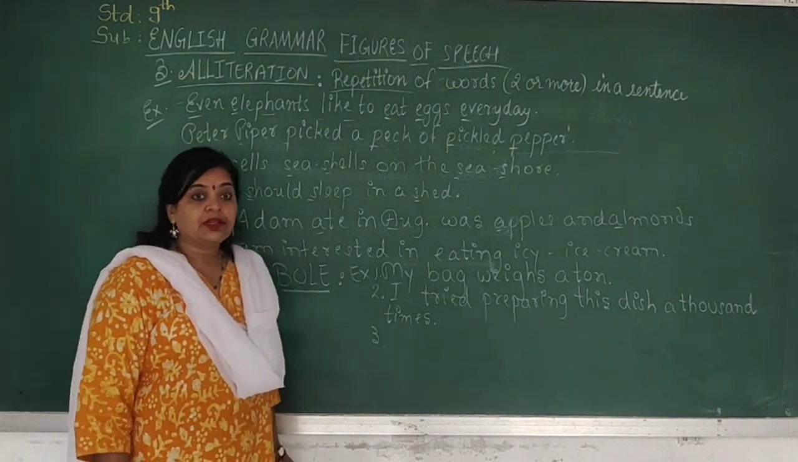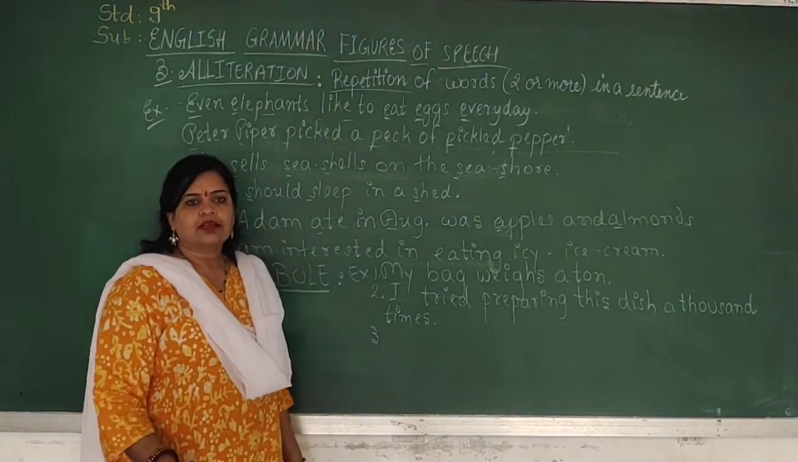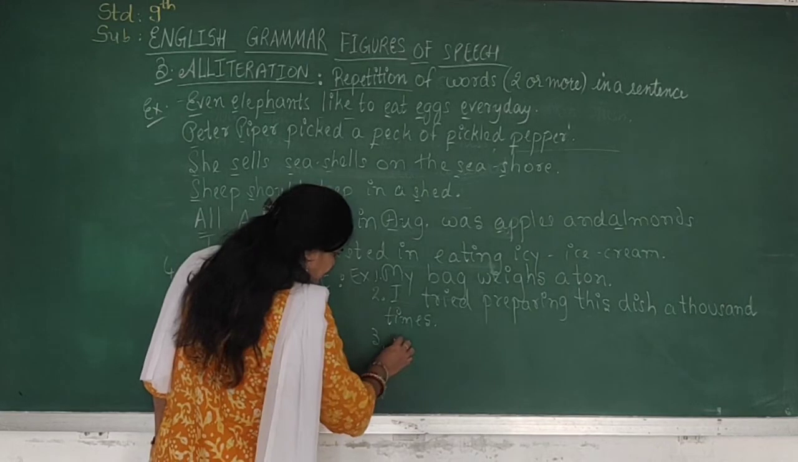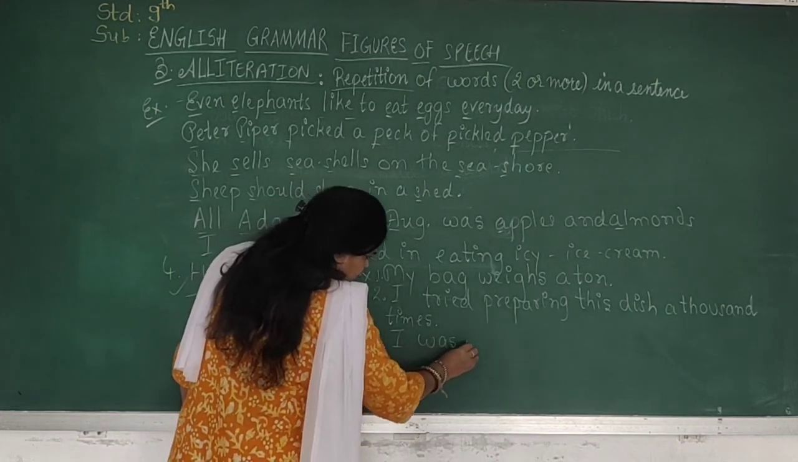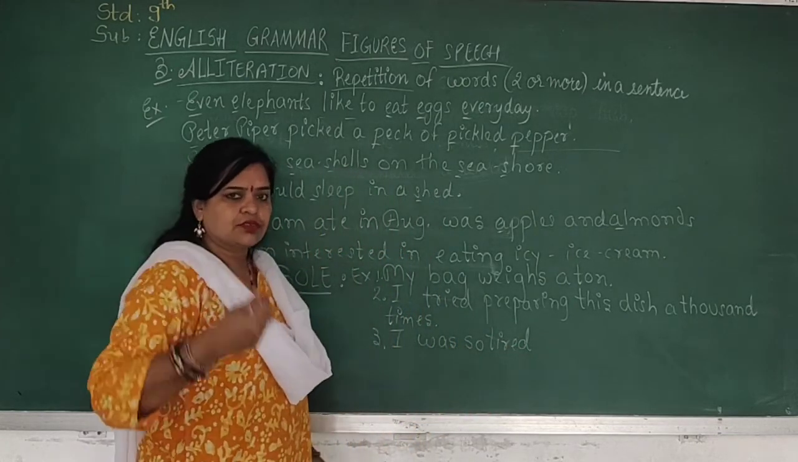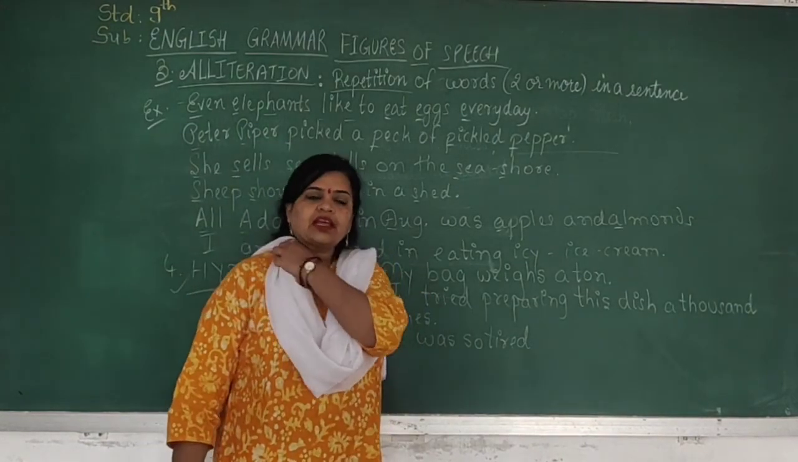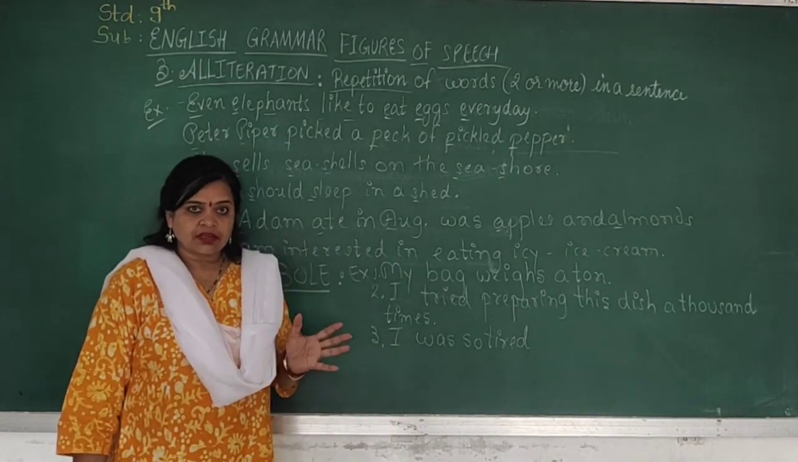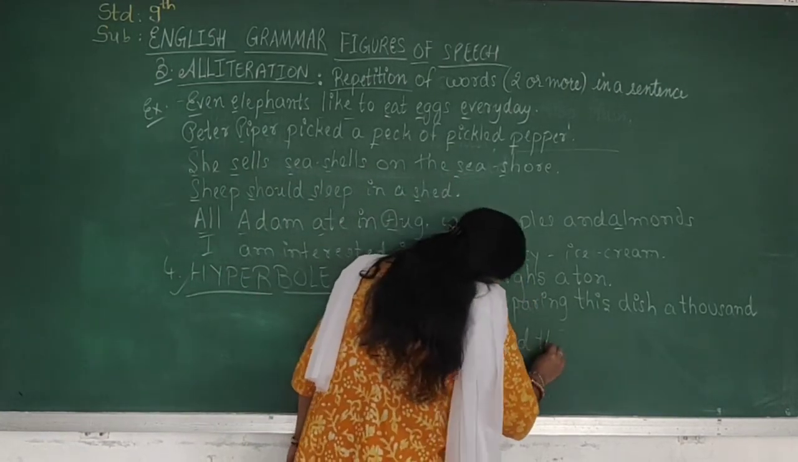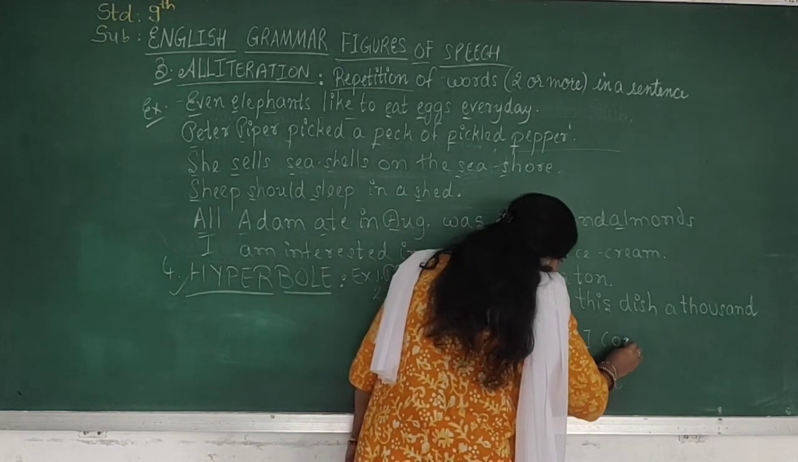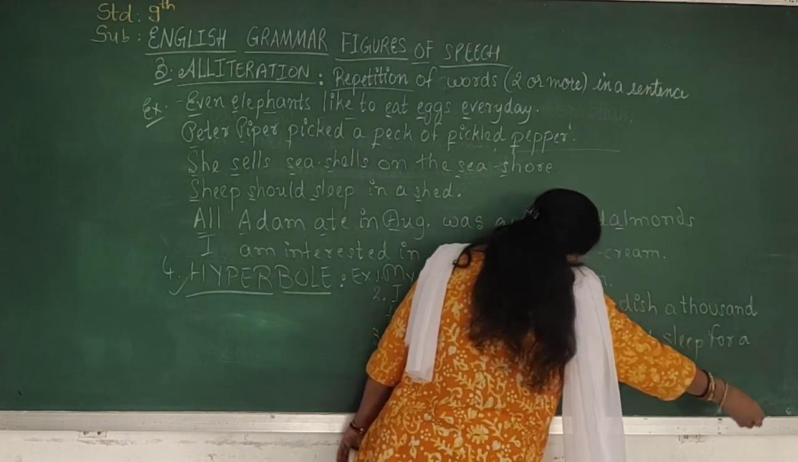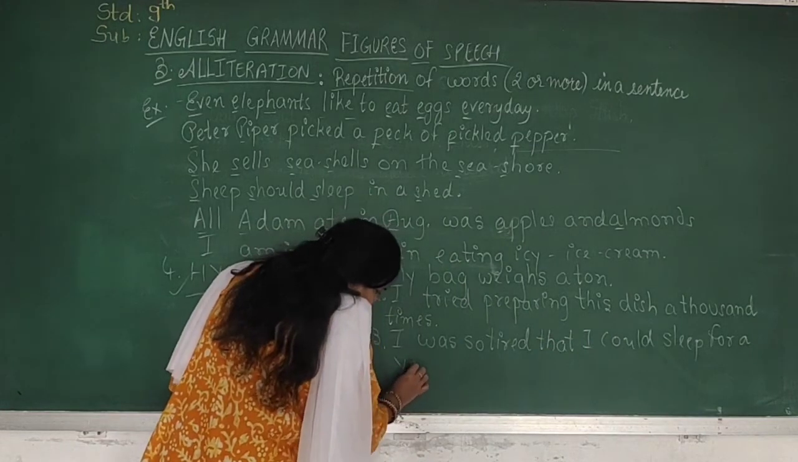Okay, I'll give you one more example. I am so tired that I could sleep for a year. But I am not Kumbhakarna who used to sleep for 6 months. I was so tired. यहाँ पे मैं कहना ये चाहती हूँ कि मैं इतनी tired कि मैं एक साल तक सो सकती हूँ. But if somebody allows me, can I really sleep for 1 year at a stretch? I cannot, obviously. I was so tired that I could sleep for a year. For a month, even then we cannot sleep at a stretch.